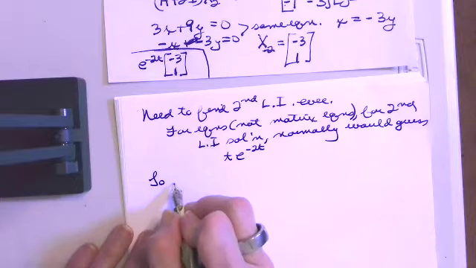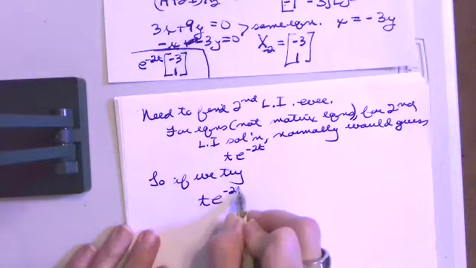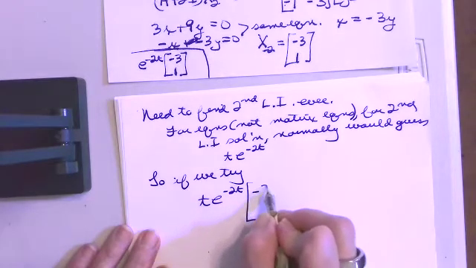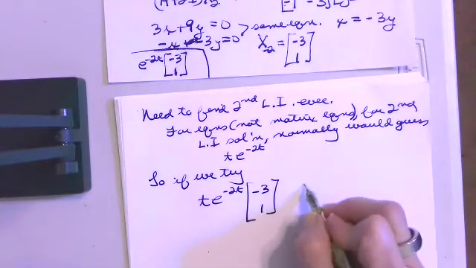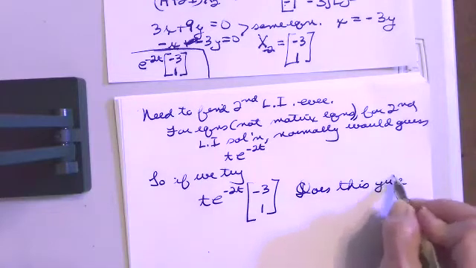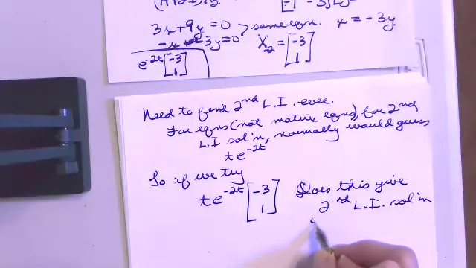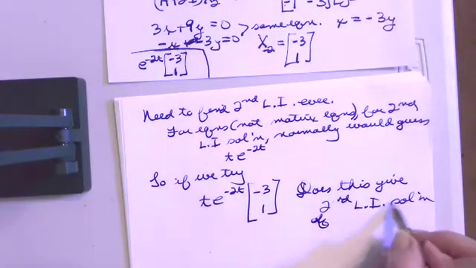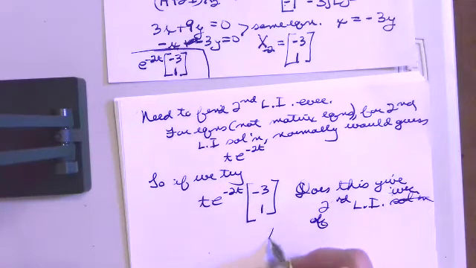So if we try t e to the -2t times our eigenvector and see if that works, does this give a second linearly independent solution? And the answer is no, it doesn't. So you have to do something more complicated.